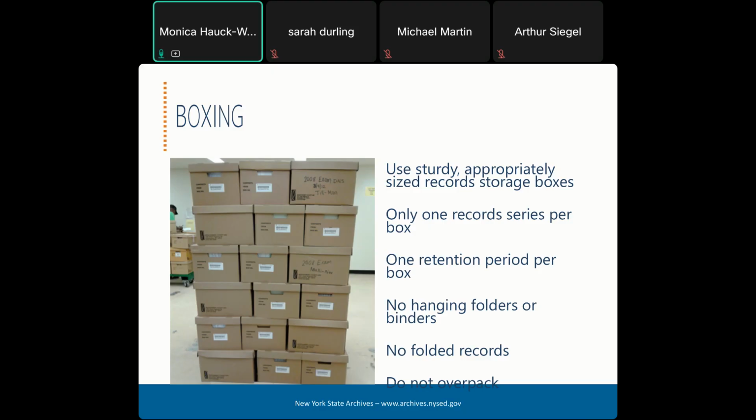Please note, though, that when I talk about the good boxes, I don't necessarily mean archival storage boxes, the ones that are advertised as acid-free or buffered. Those might be a great choice for your permanent records, but they're typically not required for limited term storage records.